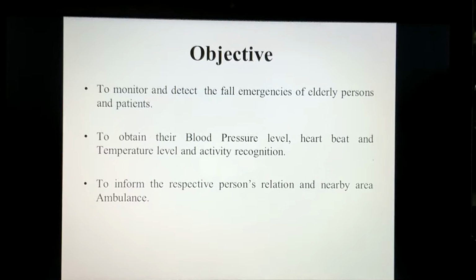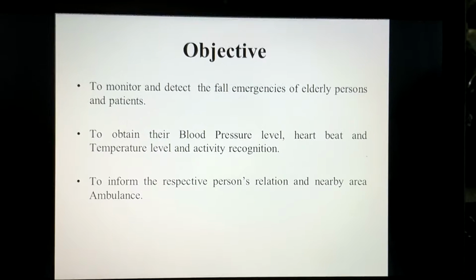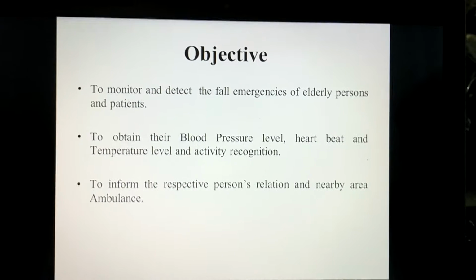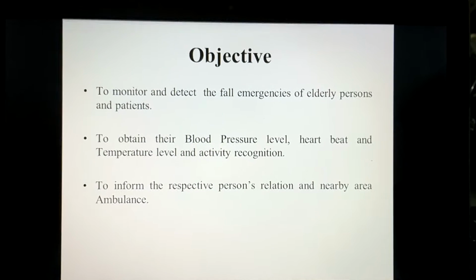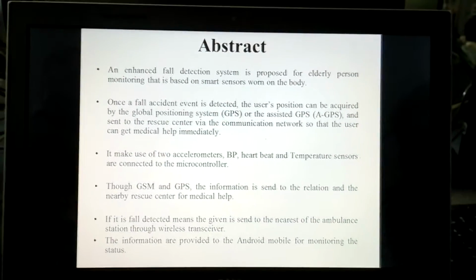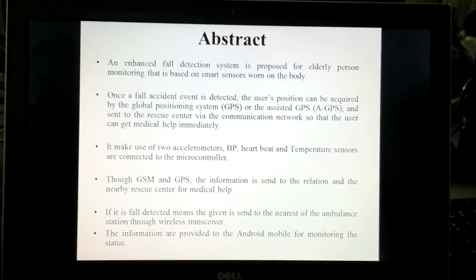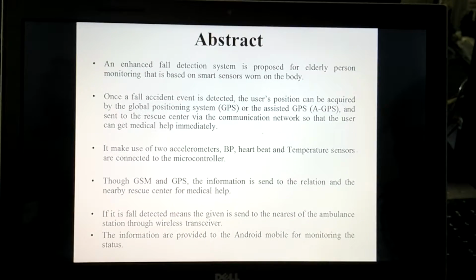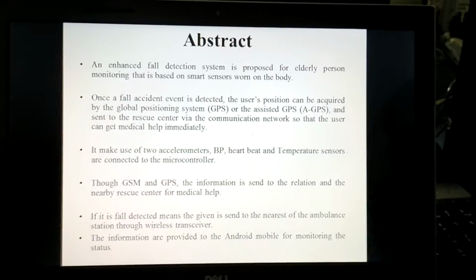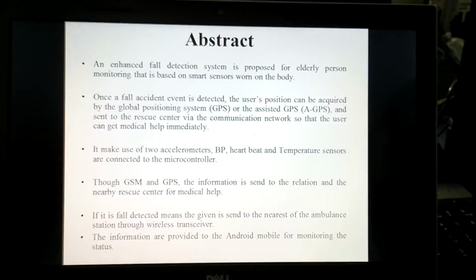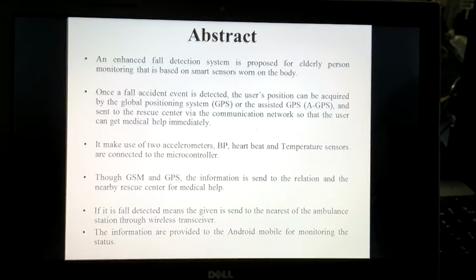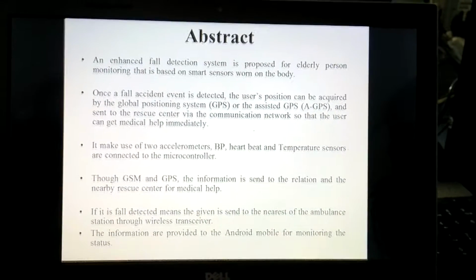Not only detect and monitor, it can obtain their blood pressure level, heartbeat number, temperature level, and activity recognition, and it informs the respective person's relation and the nearby area ambulance. My main abstract of the project is that an enhanced fall detection system is proposed for monitoring elderly persons, based on a smart sensor on the body, and it can navigate through the GPS and AGPS, and it communicates through the combination networks, so the users can get medical help immediately.